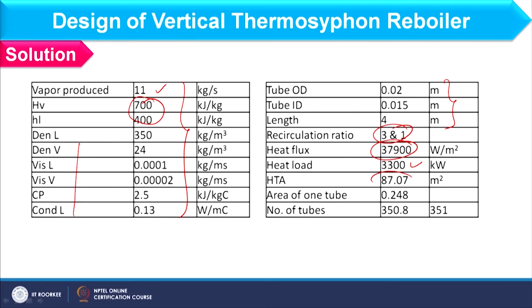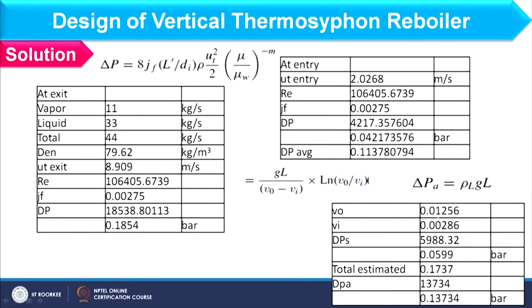Total heat transfer area we can obtain as 87.07. Area of one tube considering L effective you can find as this. So, total number of tubes you can find as 351. Now, let me calculate the pressure drop in tube side, and that should be due to friction as well as static head. So, at exit condition of the tube we have this much vapor and 33 kg per second of liquid. So, total feed is 44, right.